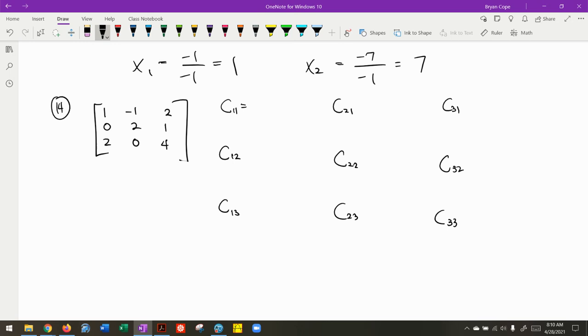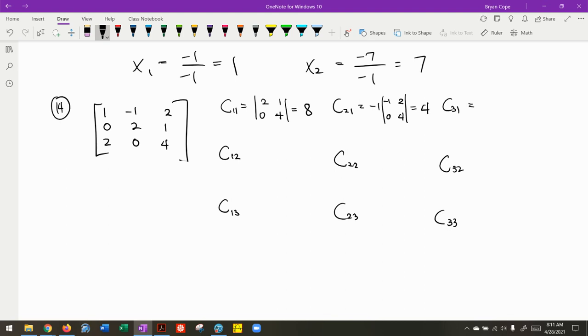And it's the determinant of the minor that's formed when you delete the first row and the first column. So it's really the determinant of 2, 1, 0, 4, which is 8. C21, delete the second row and the first column, plus a negative in front, right? So negative 1 times second row, first column, we got negative 1, 2, 0, 4. So our determinant is negative 4, the cofactor is 4.